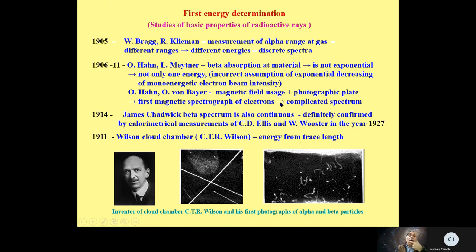Do you know why in beta decay it is very often possible to see also some discrete values of energy of electrons? Do you know? I think I don't know, but I'm not sure. Okay.